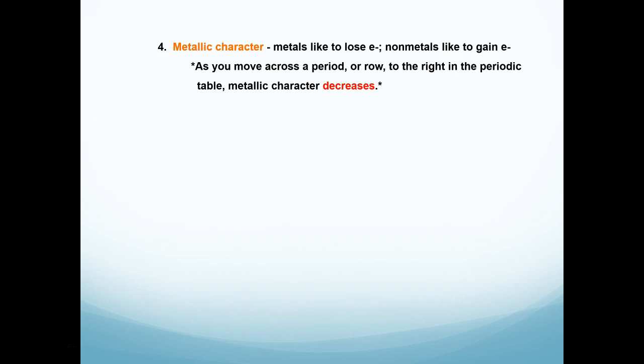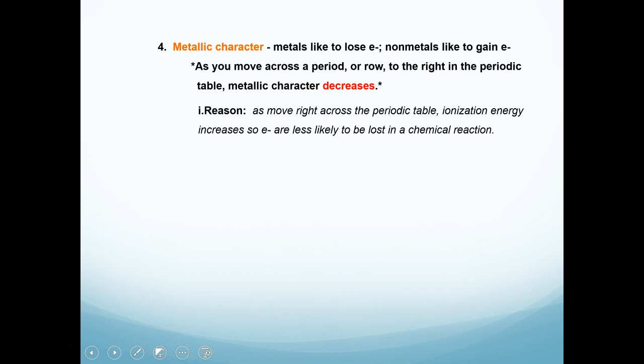So another trend we can look at is metallic character, and we can relate it to things that we've already seen. So we know that metals like to lose electrons and nonmetals like to gain electrons. So as you move across a period or a row to the right, the metallic character is going to decrease. So things that we already know is, as we go to the right, ionization energy increases quite a bit because those elements are holding those electrons closer to the nucleus. They don't want to lose those electrons. So as ionization energy increases, electrons are less likely to be lost in a chemical reaction.